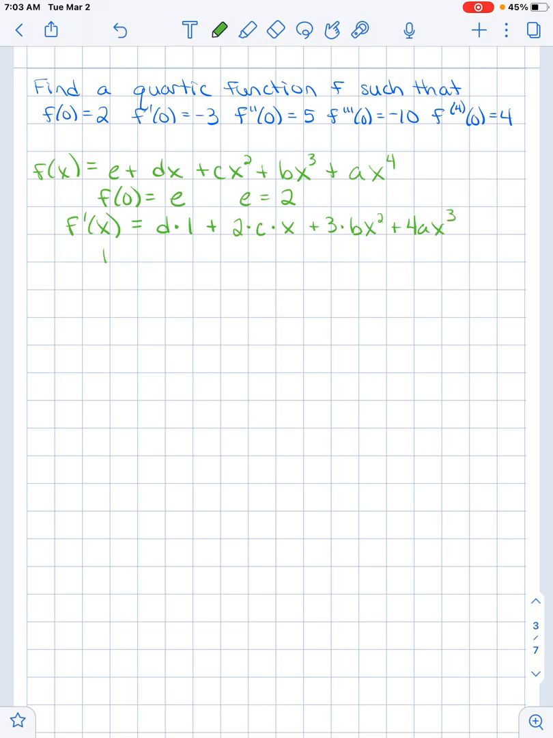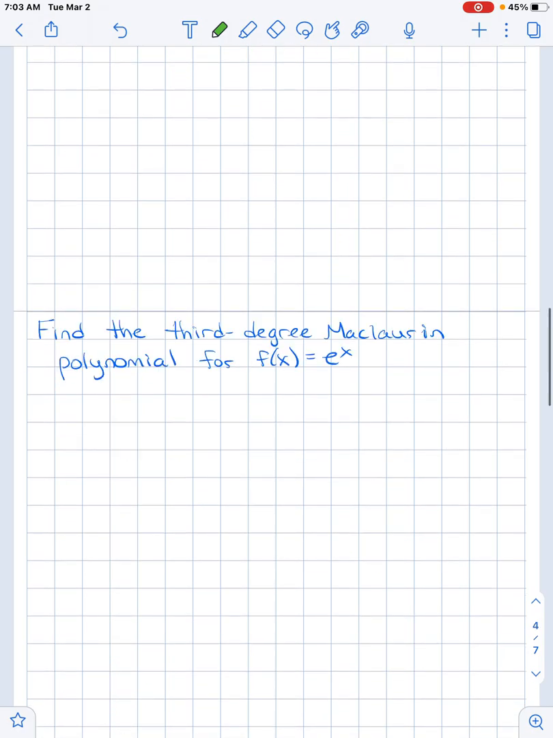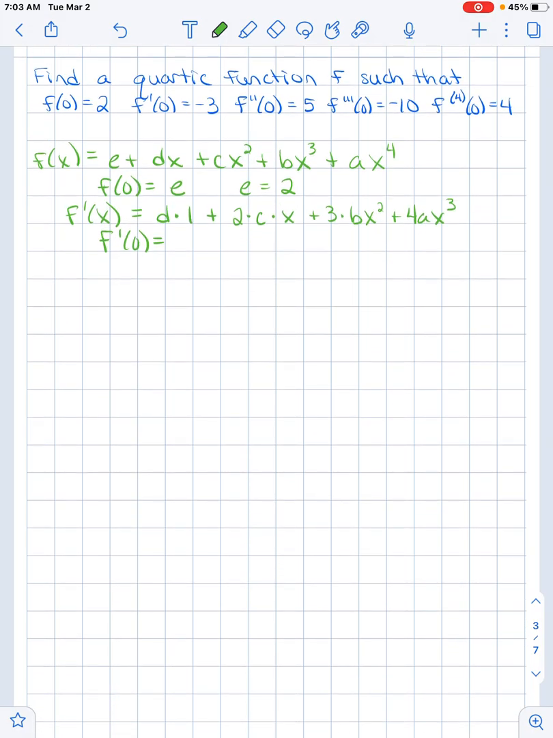All right, so now we know that f prime of 0 is d divided by 1, which is negative 3 divided by 1 in this case. I wrote that wrong. Let me try it again. D is f prime of 0 divided by 1. So we know that d is going to be negative 3 over 1. F double prime, if we find the second derivative, we know that this is 2 times 1 times c.